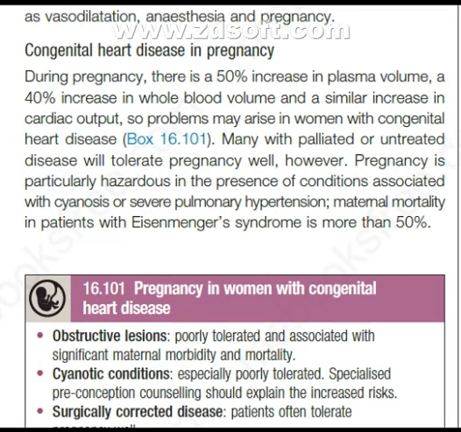Congenital heart disease in pregnancy. During pregnancy, there is a 50% increase in plasma volume, a 40% increase in whole blood volume, and a similar increase in cardiac output. So, problems may arise in women with congenital heart disease. Many with palliated or untreated disease will tolerate pregnancy well, however. Pregnancy is particularly hazardous in the presence of conditions associated with cyanosis or severe pulmonary hypertension. Maternal mortality in patients with Eisenmenger syndrome is more than 50%.